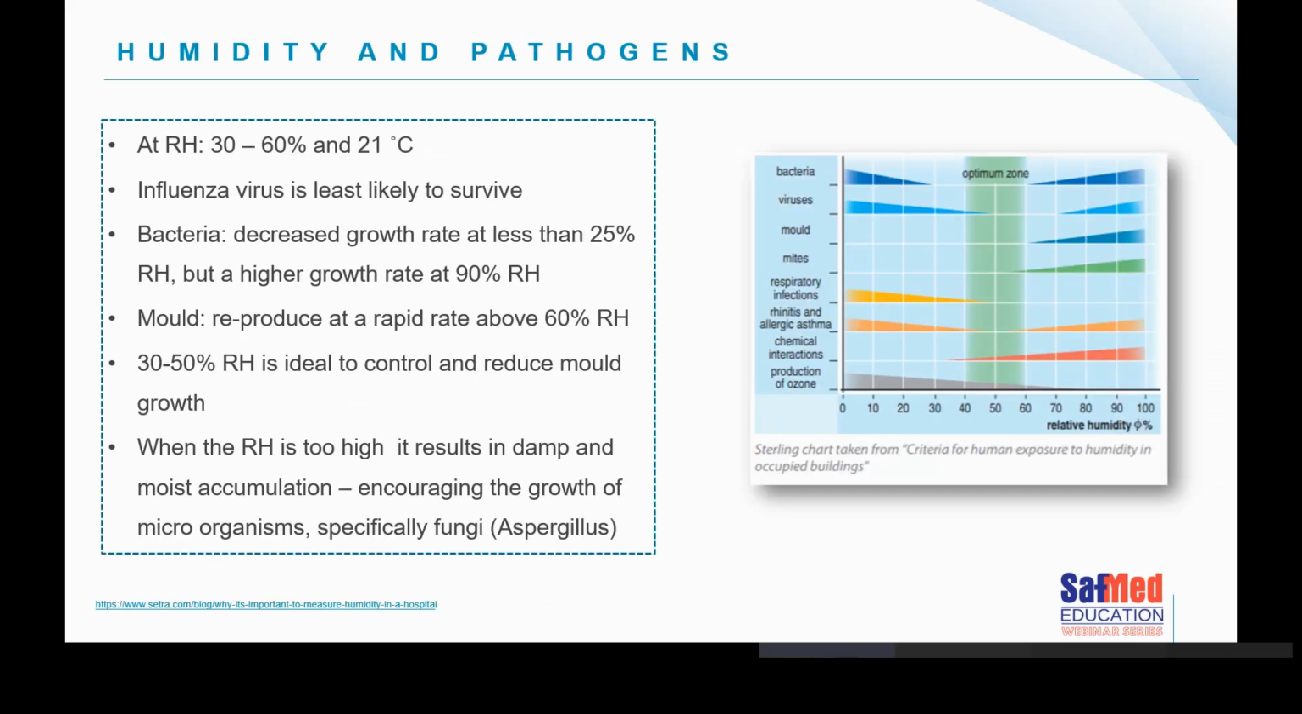So, what is the relation between humidity and pathogens? First of all, at a relative humidity of 30 to 60% and 21 degrees Celsius, influenza viruses are least likely to survive. For bacteria, you get a decreased growth rate at less than 25% relative humidity, but a higher growth rate at 90% relative humidity. Mold reproduces at a rapid rate above 60% relative humidity, and 30 to 50% relative humidity is ideal to control and reduce mold growth.